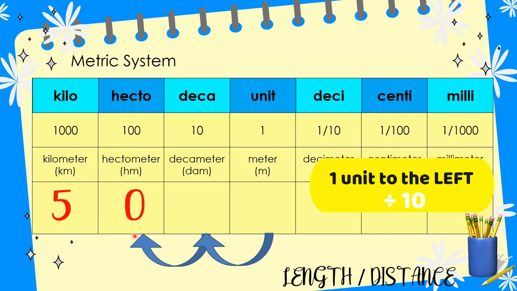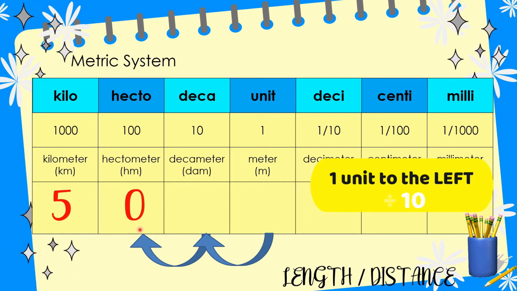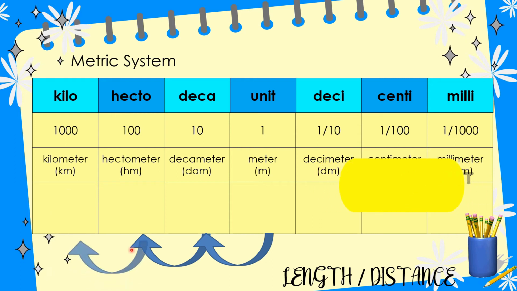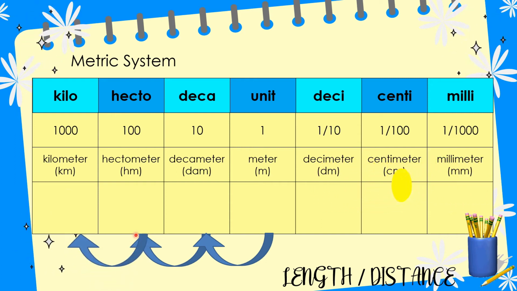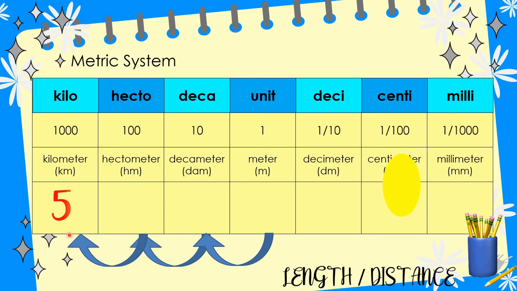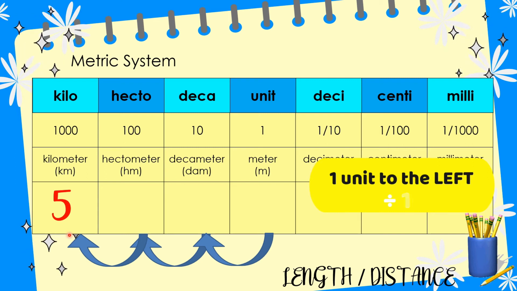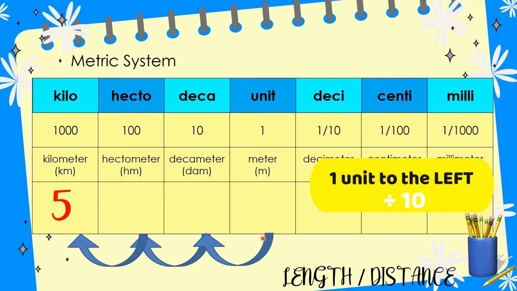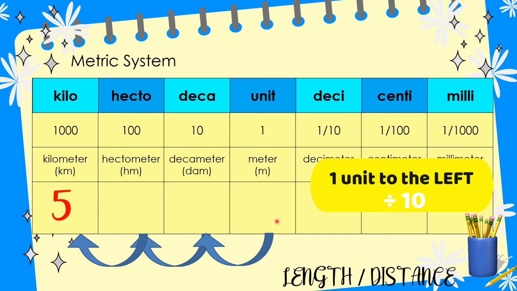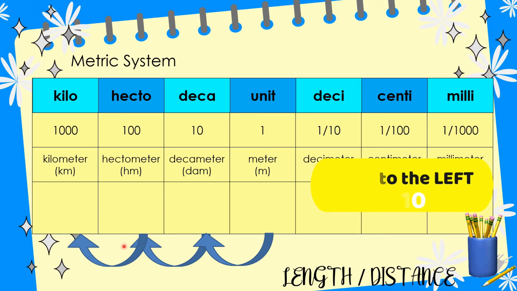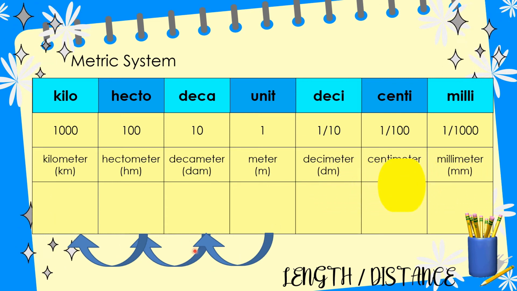Naging 50. So, yung 500, paano naging 50? Nag-divide tayo ulit sa 10. And last, si hectometer papunta sa kilometer dahil 1 unit away. Ayun, from 50 naging 5. Nag-divide na naman tayo by 10. Kung napansin nyo, yung smaller unit papunta sa bigger unit, nagde-divide lang tayo by 10.